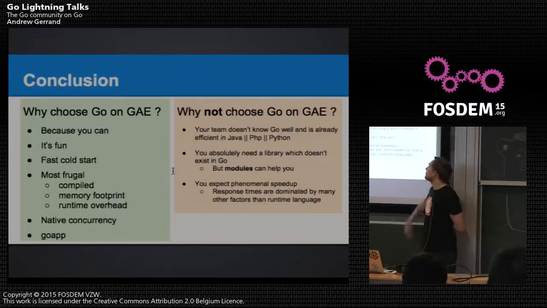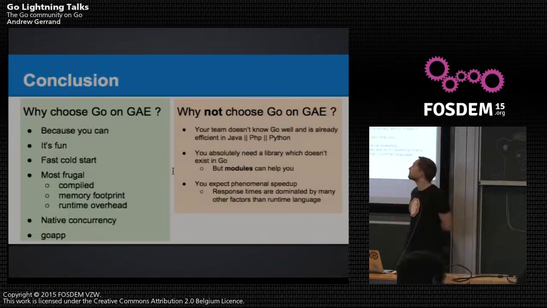If you're already very efficient in Java and PHP and Python, I wouldn't recommend the switch. But of course, if you like Go and you want to choose Go, do it, because it's a very good idea. And also, you can mix languages with modules. Nothing prevents you from having one module of your app in Go and another one in Java or PHP. It will nicely interact.